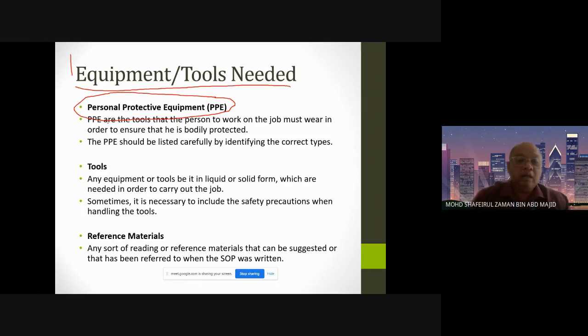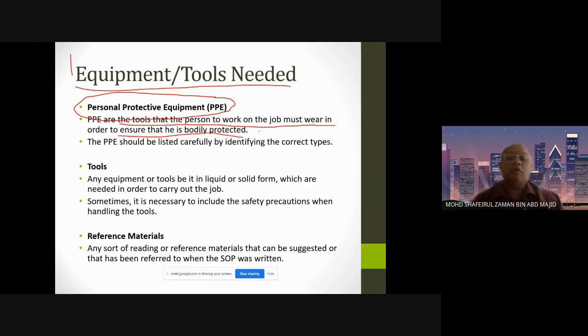So PPE are the tools that the person working on the job must wear in order to ensure that he is bodily protected. For example, if you are working at a construction site, you're going to wear the safety helmet, and then the visibility jacket, the one with the reflectors, and you're going to wear the safety shoes. So each SOP will cater to a different venue.